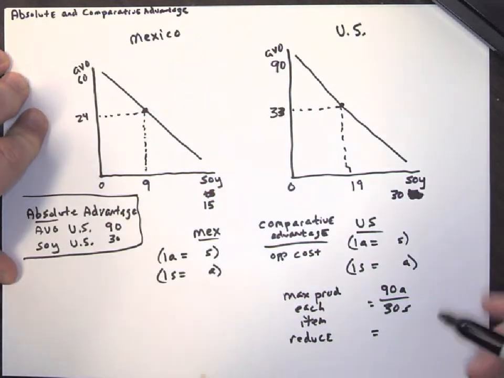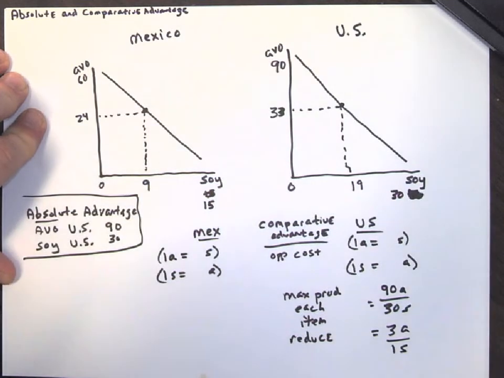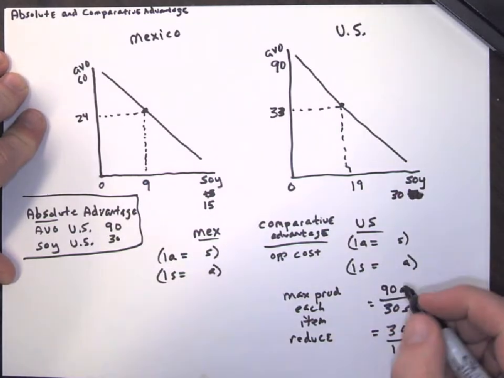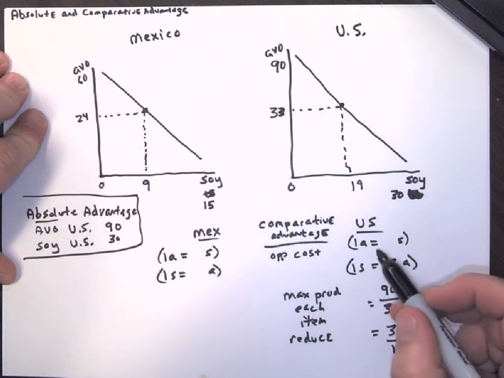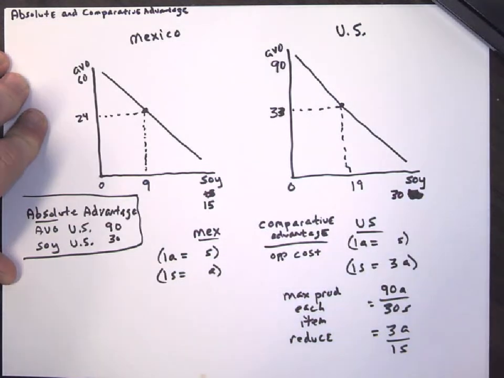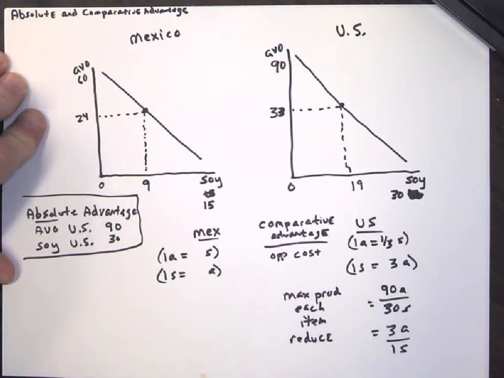That is going to reduce down to 3 avocado to 1 soybean. So I know that every time the United States chooses to produce 1 soybean, it costs them the chance to produce 3 avocados because all resources are not equally suited. So I'm solving it right here. 1S equals 3A. So up here, 1 soybean equals 3 avocado. And then I can simply take the reciprocal to find out one avocado is going to cost them how many soybeans? 1/3.